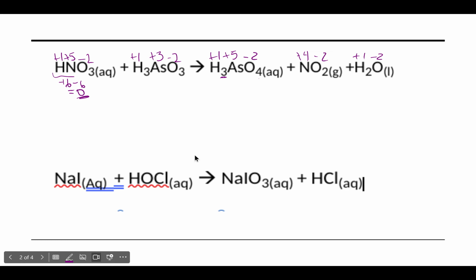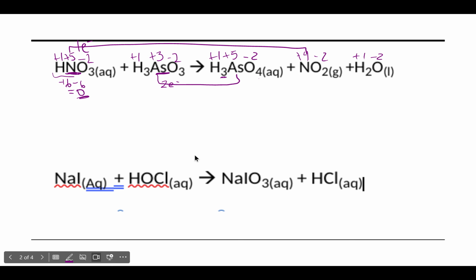So As is going from +3 to +5. That's a loss of 2 electrons, so oxidation. And nitrogen is going from +5 to +4. So that is a gain of 1 electron. So your goal is to make that the same. And there's only 1 atom on each of these, so we don't have to multiply by atoms.